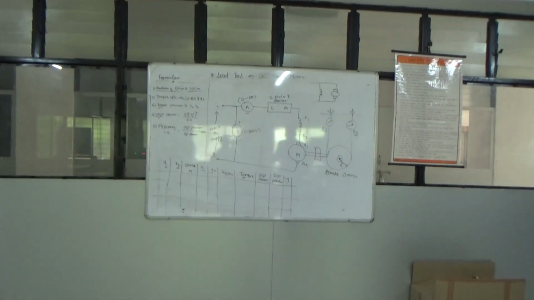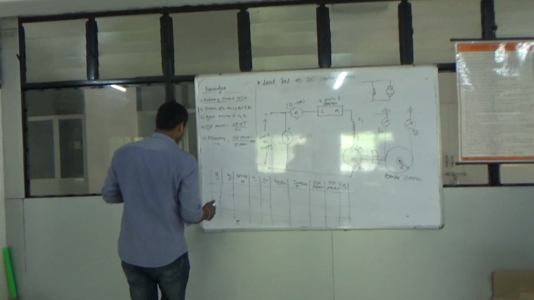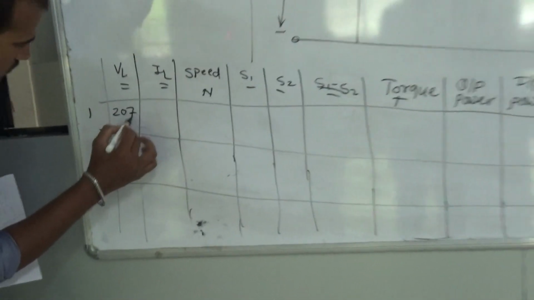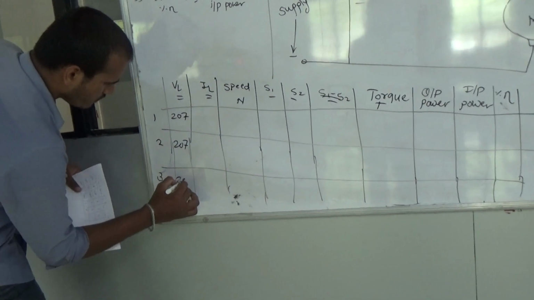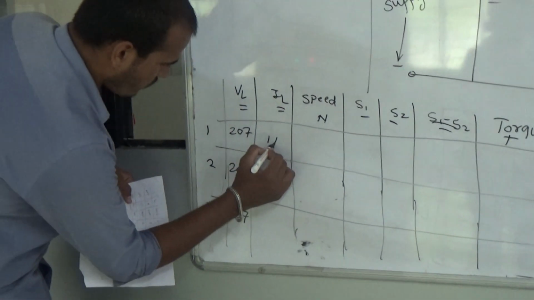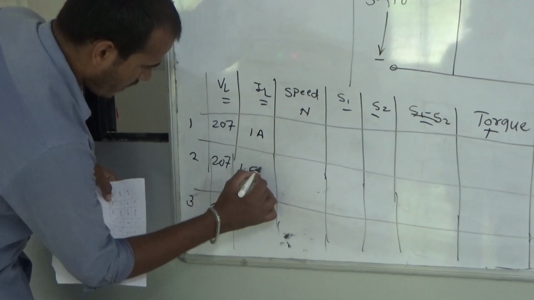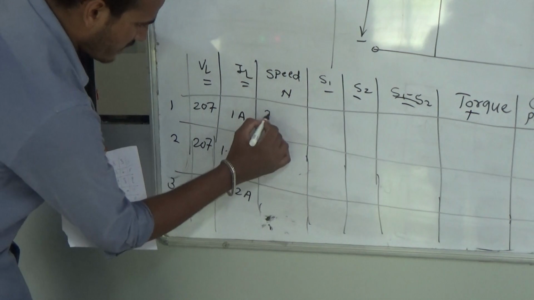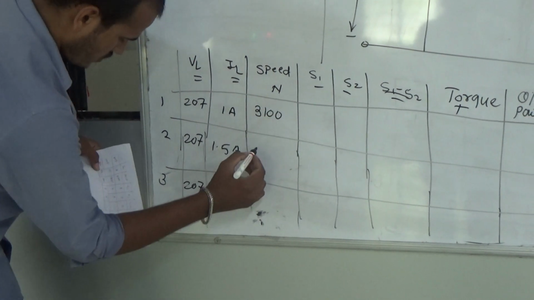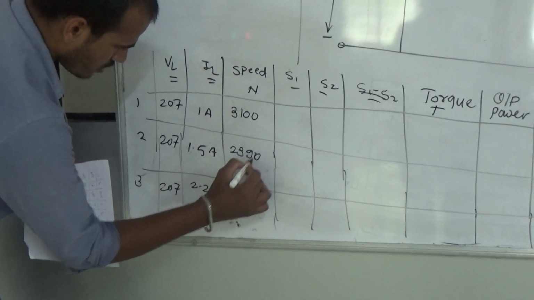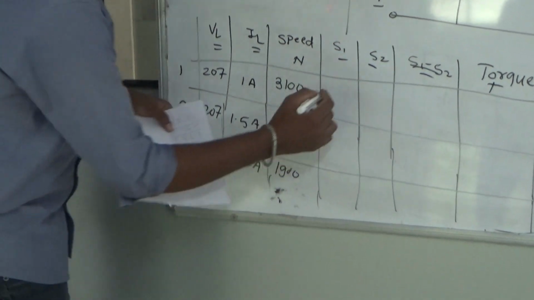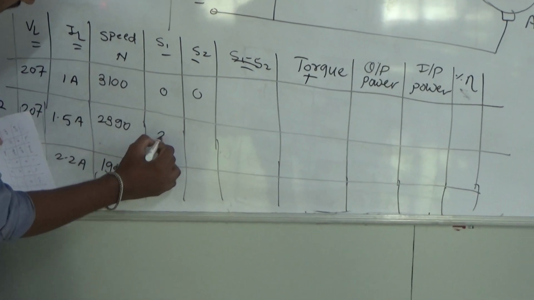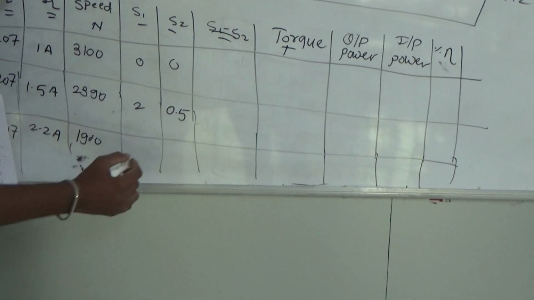So these are the calculations. I will place the calculations here: 1, 2, 3 calculations. Voltage remains constant. Current has changed: 1 ampere, 1.5 ampere and 2.2 ampere. Speed has changed to 1900. Then slip, first at no load, that is 0, 0. At the second time, that is 0, 2 and 0.5.